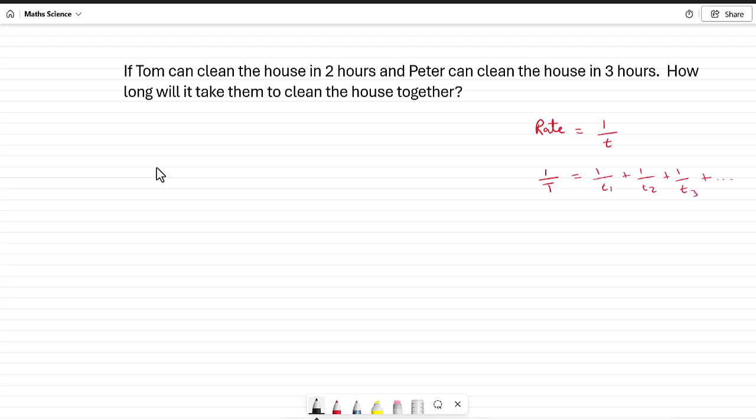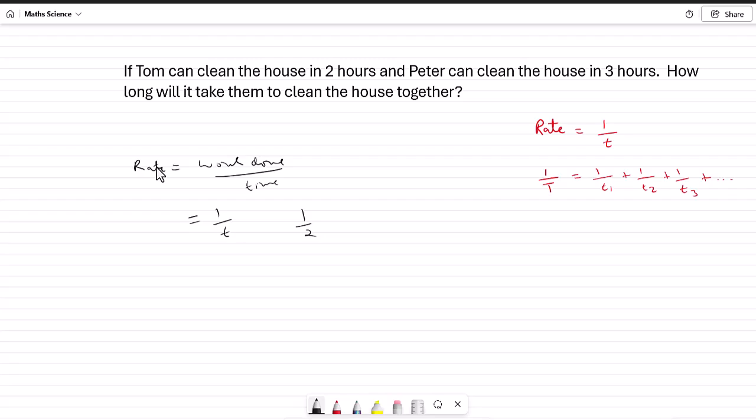Okay, so in these work rate problems, the first thing we have to do is find the rate. So what is rate? Rate is simply the work done divided by time taken. Or if you already know how long it takes them to get the work done, it is simply 1 divided by t. That's the rate, because they're doing the whole job in t time, so their rate is 1 over t. For example, if Tom can clean the house in 2 hours, his rate would be 1 divided by 2.